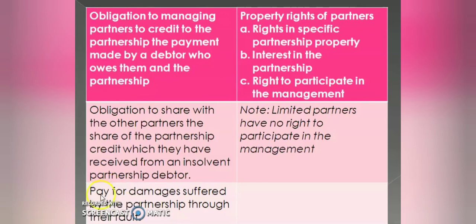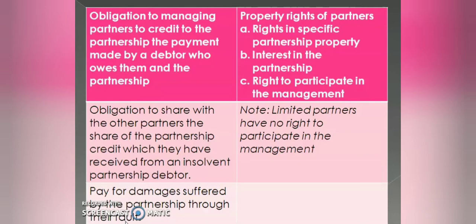So, the last obligation of the partners is to pay for damages suffered by the partnership through their fault. So, Article 1794. Every partner is responsible to the partnership for damages suffered by it through his fault, and he cannot compensate them with the profits and benefits which he may have earned for the partnership by his industry.